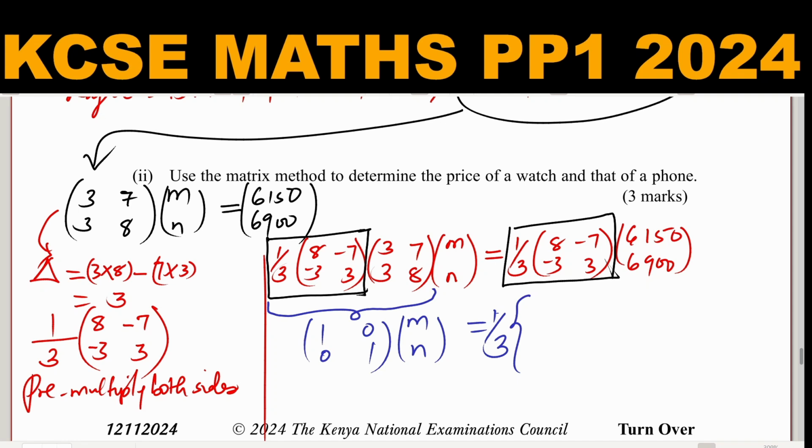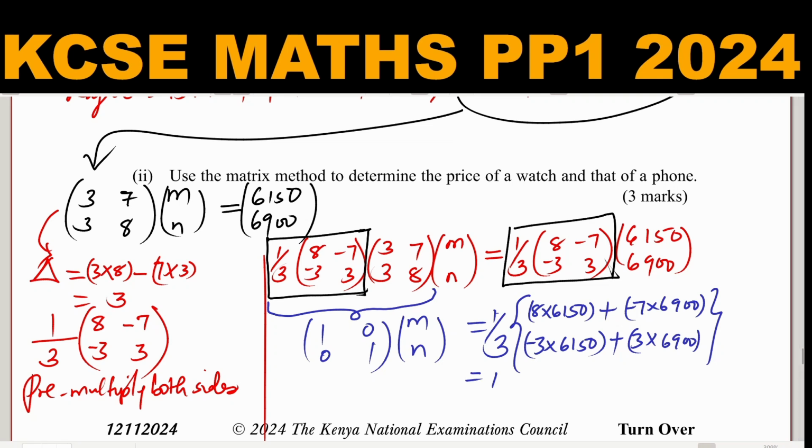So you shall have row 1 times that column. So you have 8 multiplied by 6150, plus negative 7 times 6900. That is the first row. The second row shall have negative 3 times 6150 plus 3 times 6900, like that. So this one will give a third.